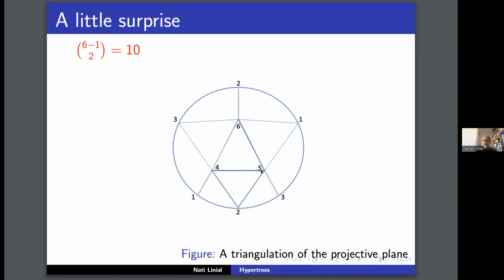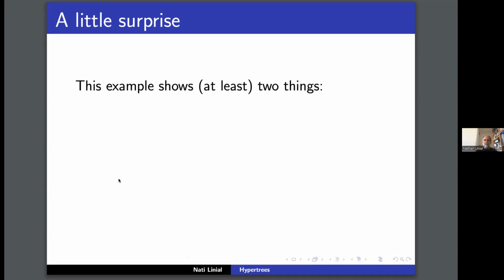For example, the edge 4, 5 is contained in the triangle 4, 5, 6 and in the triangle 2, 4, 5. Perhaps a bit less obvious, but also true, is that the edge 1, 2 is contained in the face 1, 2, 6, but also in the face 1, 2, 4. So this is clearly not collapsible, okay? You cannot even get started with this process of an elementary collapse. There is no elementary collapse that you can do, but what does this teach us? It teaches us more things.